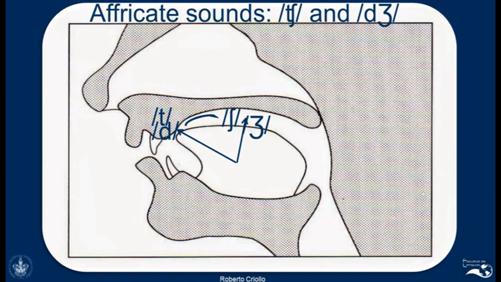We can see that these sounds cannot be extended. They can only be produced in one single moment. Ch. You see, this sound is like when you sneeze. Ch. And the other sound is exactly the same, but with an additional vibration of the vocal cords. J. So these are the two affricate sounds of English. There are only two.